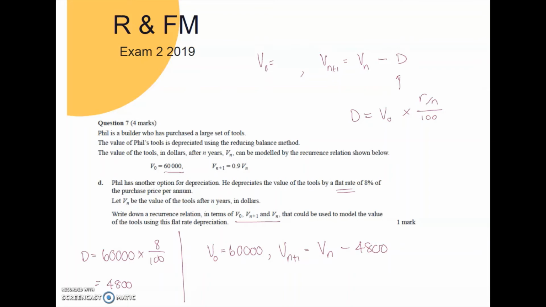Okay, so that question was not well answered. A couple of things that could go wrong here is not using the correct notation, not showing it as a recurrence relation, but rather a general rule, or mixing up the two sets of notation.